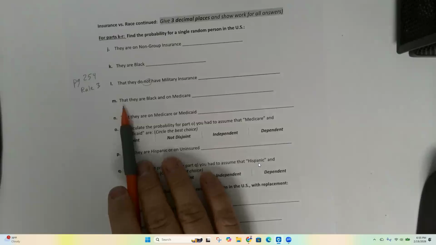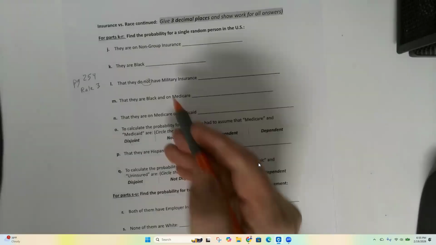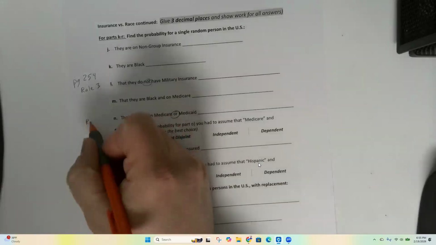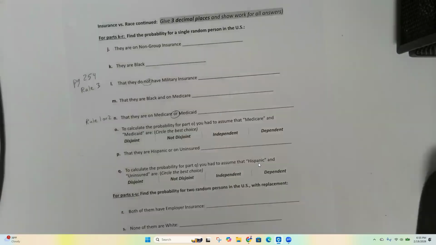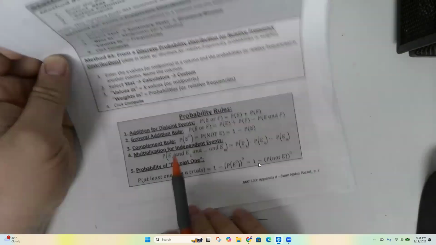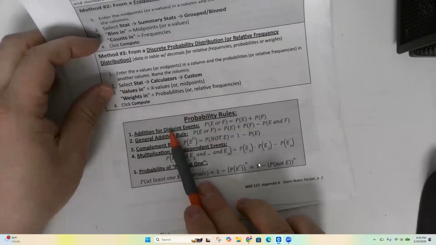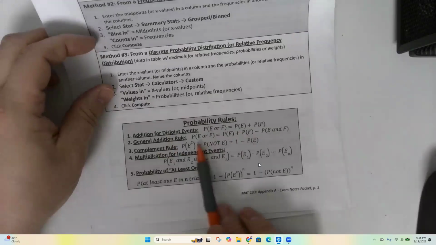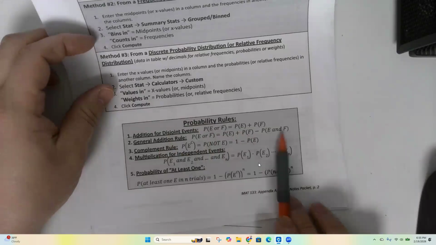That they are black and on Medicare, that's no big deal. That they're Medicare or Medicaid, that is going to be either rule 1 or 2 when we see the word or. The probability of this or that, if it's disjoint, we just add them together. If they're not disjoint, you still add them together, but then you have to subtract where they both happen at the same time.